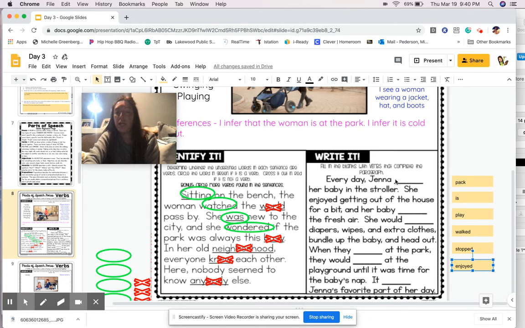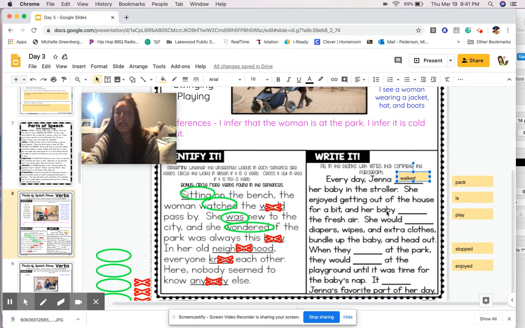So every day, Jenna pack her baby in the stroller. No. Every day, Jenna is her baby in the stroller. Definitely not. Every day, Jenna play her baby in the stroller. No. Every day, Jenna walked her baby in the stroller. Okay, so that could be a possibility. So I'm going to move walked over here. Every day, Jenna stopped her baby in the stroller. No. Every day, Jenna enjoyed her baby in the stroller. No, so I think walked is my best option. So I'm going to make it a little bit smaller and move it over.